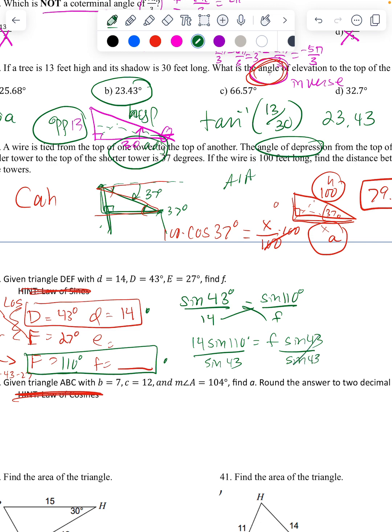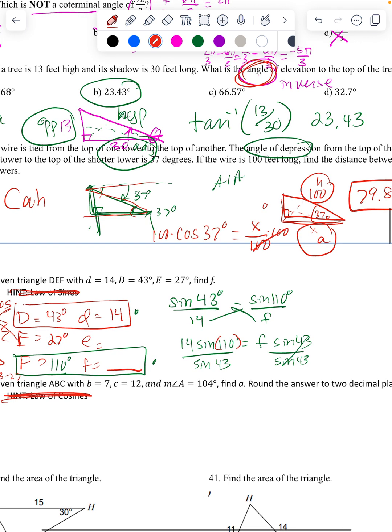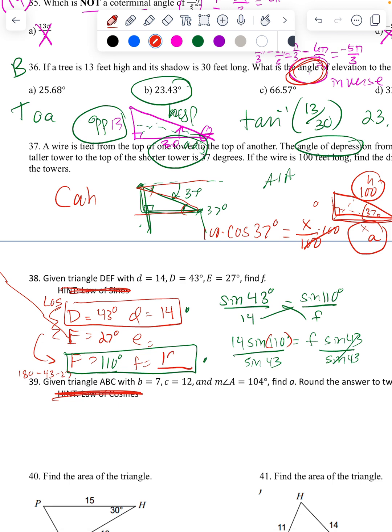Just be careful on your calculator. Your calculator is going to open up a parenthesis here. Make sure you shut her down. So try it on your calculator. Go 14, sine 110, and then close that parenthesis. If you don't, you'll get the wrong answer. And then divide by the sine of 43. And when you do, you should get 19.3-ish.